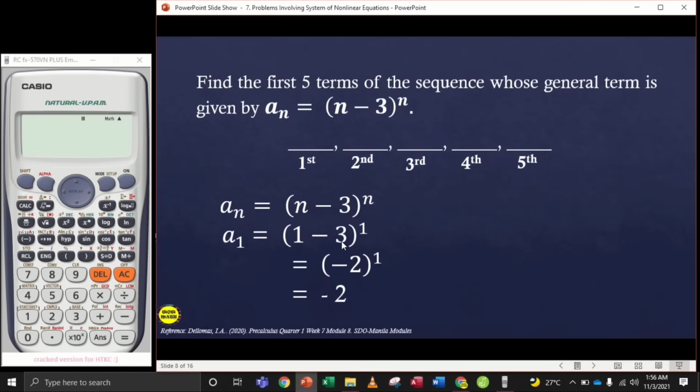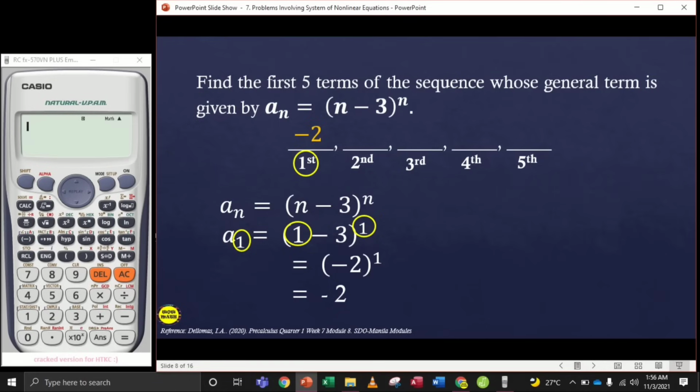So, 1 minus 3, that is negative 2. So, negative 2 raised to 1, still negative 2. So, again, pinalitan natin yung mga n natin ng 1 since kinukuha natin yung first term. So, the answer here, yung first term natin, sa general term natin na n minus 3 raised to n is negative 2. So, yung una natin is negative 2.